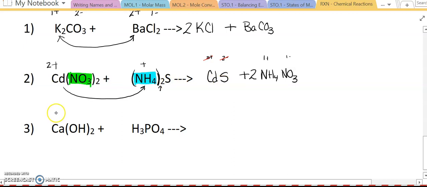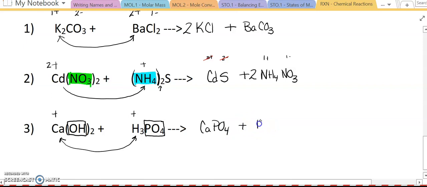Calcium is my positive in the next one. Hydrogen is my positive in my second one. And so when I'm taking a look, my calcium and my hydrogen are going to switch spots. Again, with the polyatomic, I keep the polyatomic together. I do not take anything that is outside of parentheses. So I do have to take the PO4, but I'm going to leave the 2 behind because it's outside the parentheses. So in this case, calcium is going to form a compound with phosphate, and hydrogen is going to form a compound with OH.